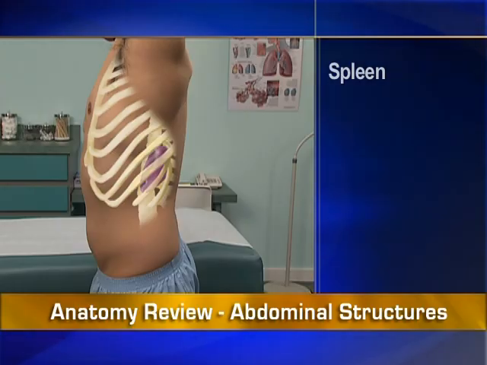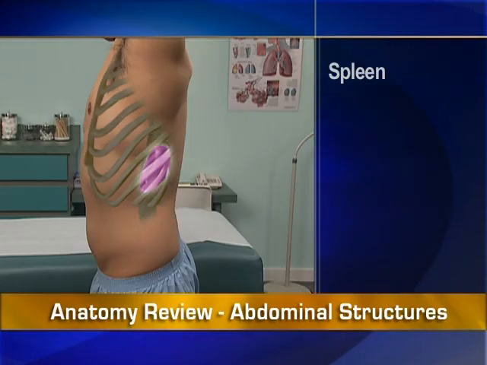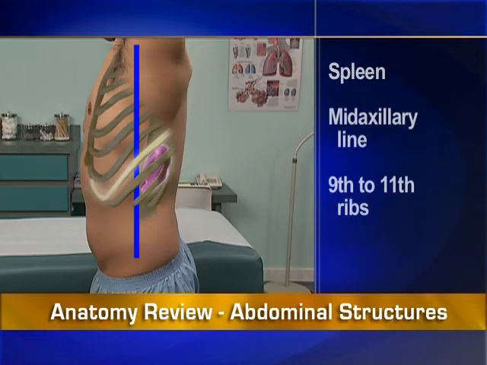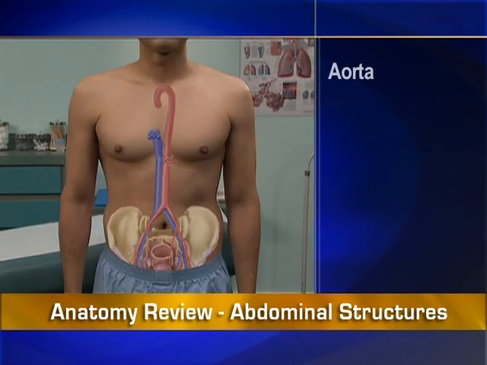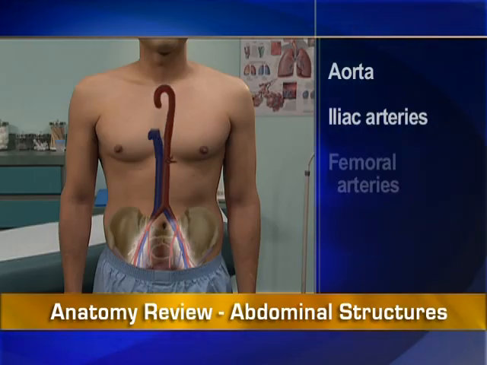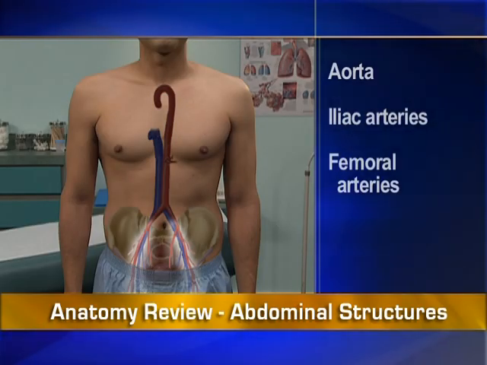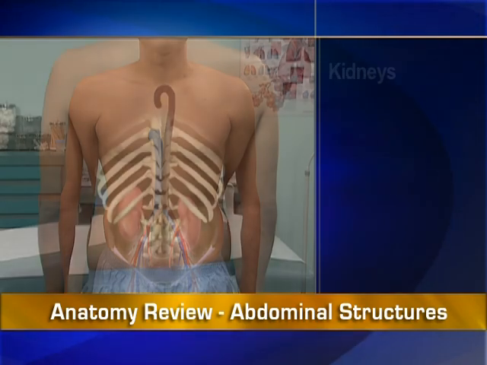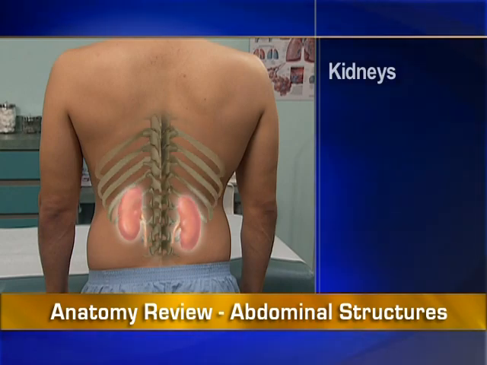Of the viscera, the spleen is on the left posterolateral wall of the abdomen, just under the diaphragm. It lies lateral to the mid-axillary line, from the 9th to 11th ribs, and normally is not palpable. The aorta is just to the left of midline in the upper abdomen. Below the umbilicus, it bifurcates into the right and left iliac arteries, which become the femoral arteries under the inguinal ligaments. The kidneys are retroperitoneal, or behind the abdominal contents.